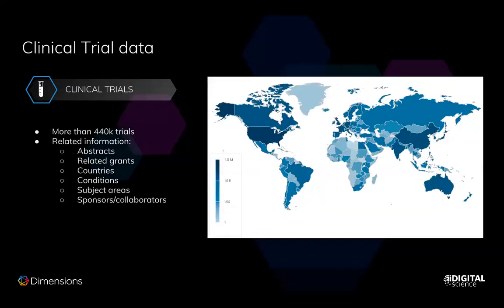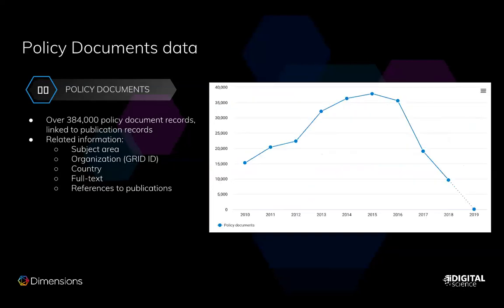And we have over 440,000 clinical trials from countries worldwide. The data that you can study includes related grants, conditions, and even sponsors and collaborators, which is a really useful bit of information to help study industry-university relationships. And finally, our latest data source is policy documents. These are nicely linked to publication records, and they can help us to understand the relationship between public policy and research.